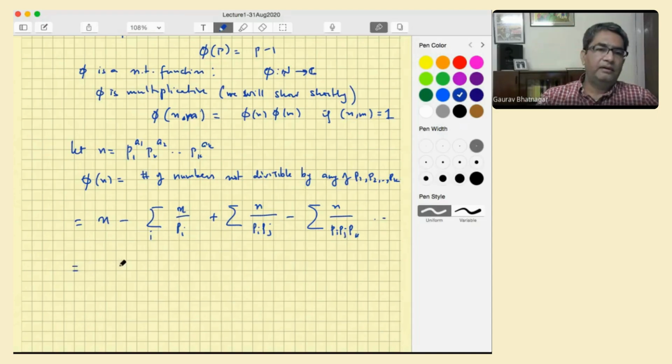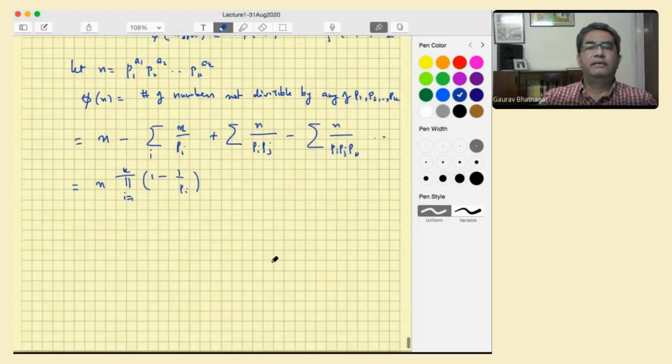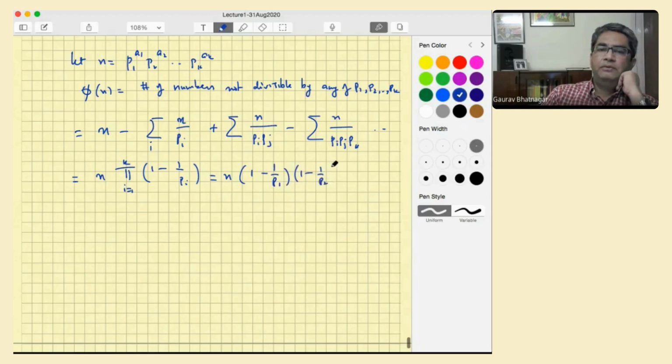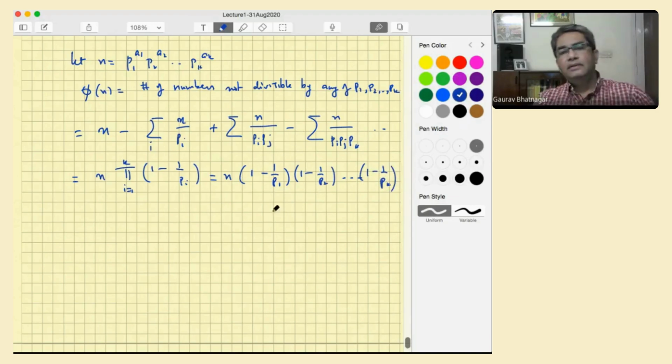Now if you think about it, this is n times the product of 1 minus 1 over pi, i going from 1 to k. So n is common here, and then when I multiply it out, 1 minus 1 over p1 times 1 minus 1 over p2, and so on. I'll get these terms with alternating sign. If I have r of these terms, I'll get minus 1 raised to r. Is this clear?